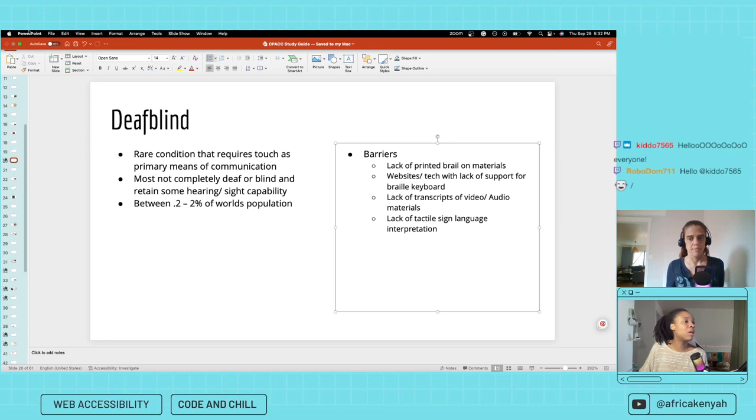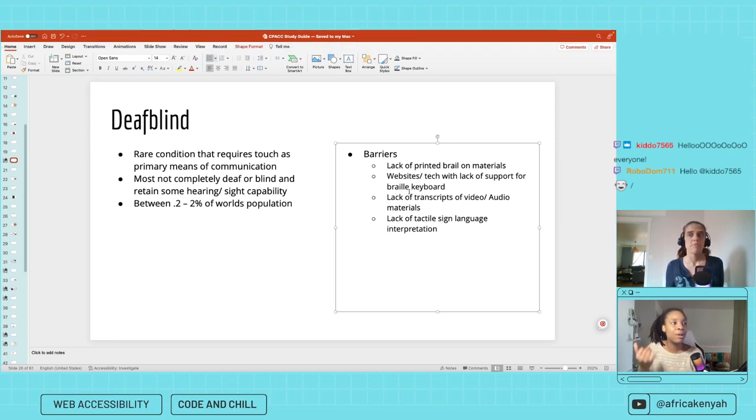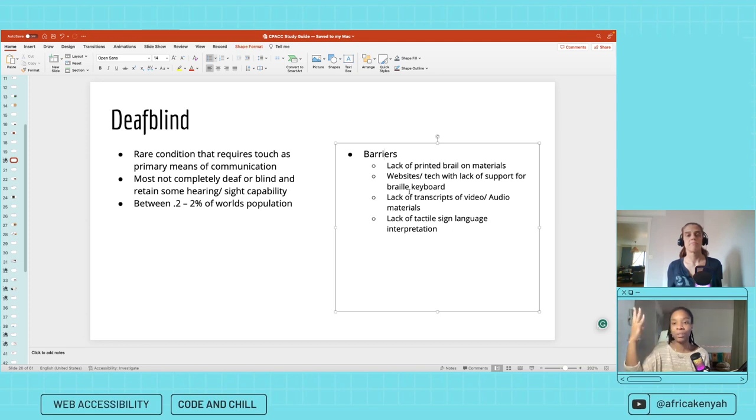So when we talk about barriers, we know that the barriers are a lack of printed Braille on materials, websites or tech that lack support of Braille keyboards. Dorlyn was cool enough to show us her Braille keyboard. Lack of transcripts, video, audio materials, lack of tactile sign language interpretation. So for deafblind, what they're using primarily is going to be a Braille display. And we talked about Braille displays. They're pretty much assistive technology that you plug into your computer and it reads what's on the screen and outputs the display of Braille so that you can read line by line. So deafblind is navigating the world completely by touch for the most part.